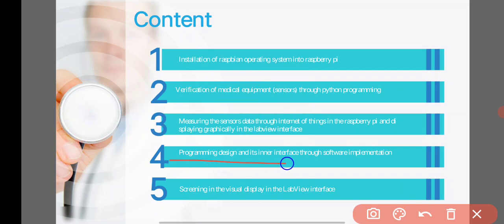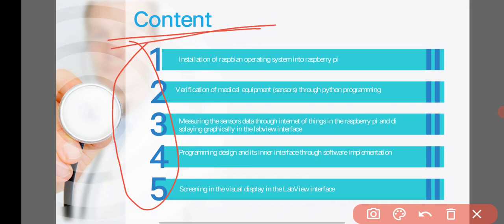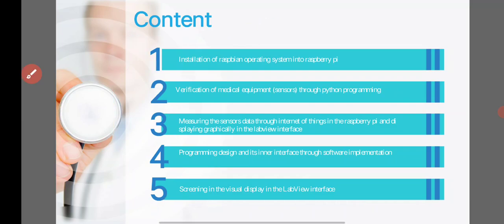Then comes programming design and its interface through software implementation, which is also important. It means the LabVIEW programming, or the design of LabVIEW. Then comes the screening in the virtual display in the LabVIEW interface. So these are the contents in which my project was processed.